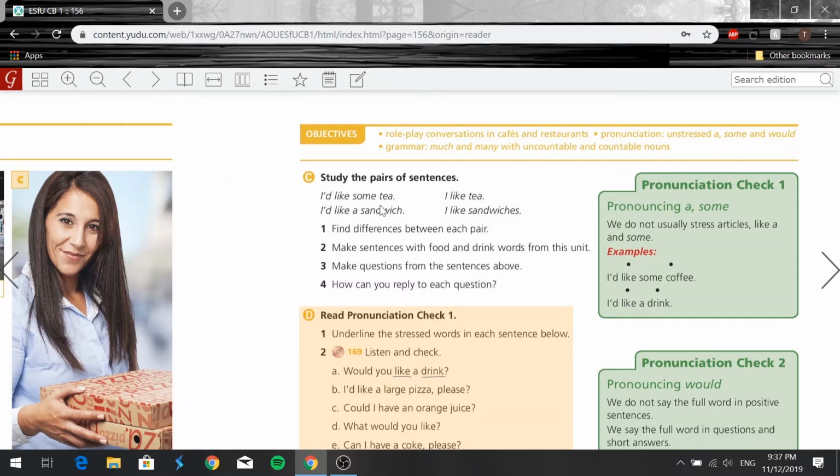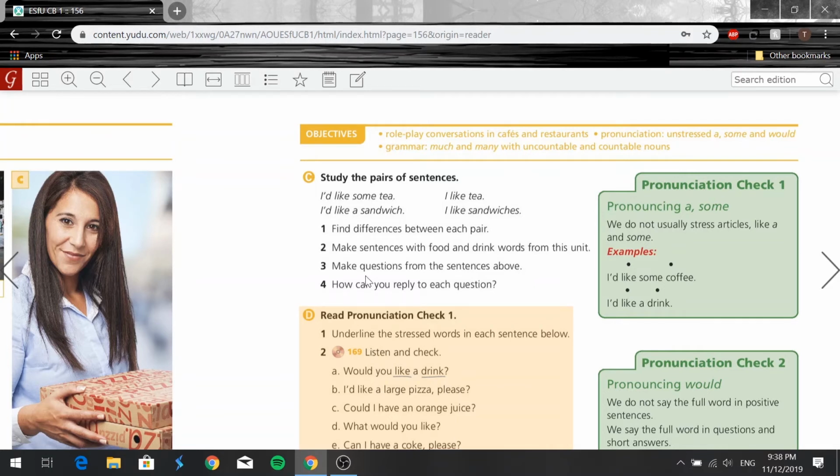But when I simply say I like tea or I like sandwiches, what I'm trying to say is that I like it in general, all the time. So if I say I like coffee, it means I like coffee all the time. It doesn't matter. But if I say I'd like a cup of coffee, for example, that means that I want a cup of coffee right now. And that is why you see people when ordering food, for example, they say I'd like a sandwich, I'd like some tea, I'd like some coffee. It depends, but they have to use that apostrophe D.